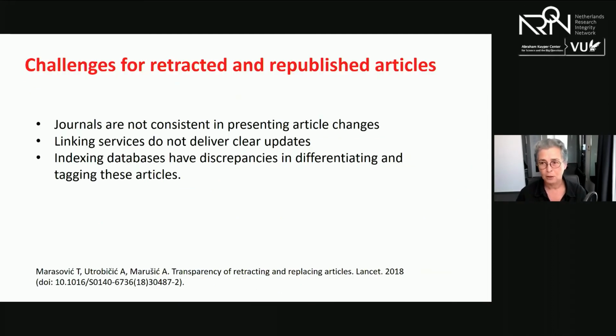We actually did a study, which I don't have time to go into in detail now, where we found that when we look at these retracted and republished articles, journals are not consistent in how they mark this change. Linking services like Crossmark don't provide clear updates. It's not clear what has happened and which is the last version and why. Also, indexing databases, from PubMed to Scopus to Web of Science, index it in different ways. So if you're someone looking from outside who wants to see what has happened to information that had to be changed in the journal, you may have completely different pictures from different databases. So there are a lot of things to do.